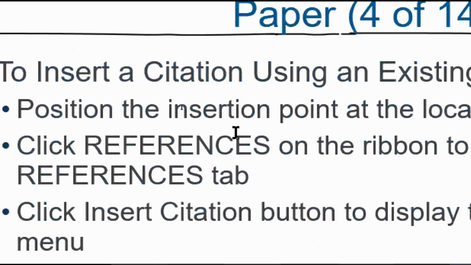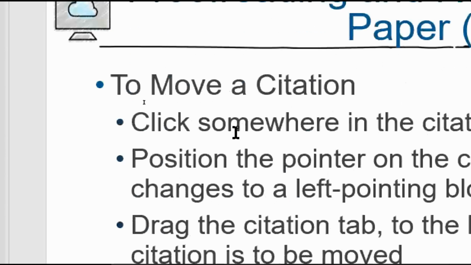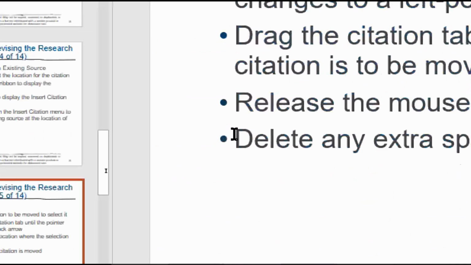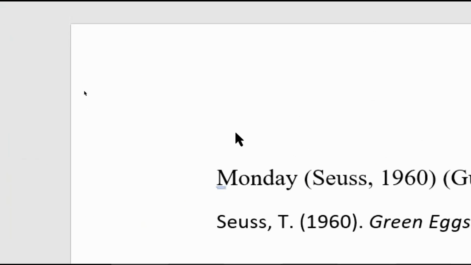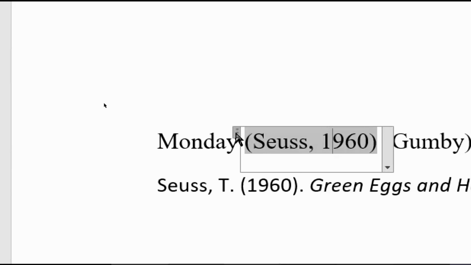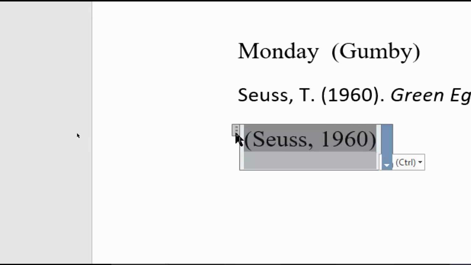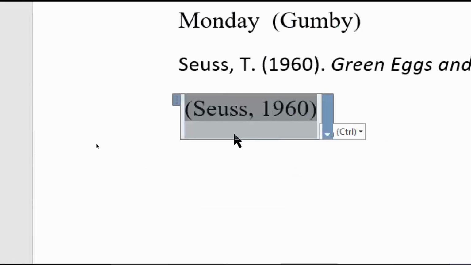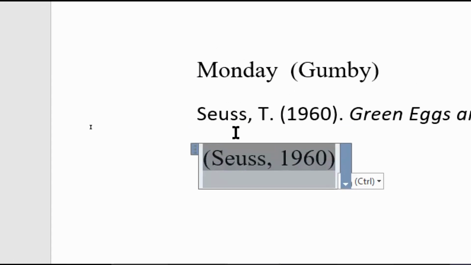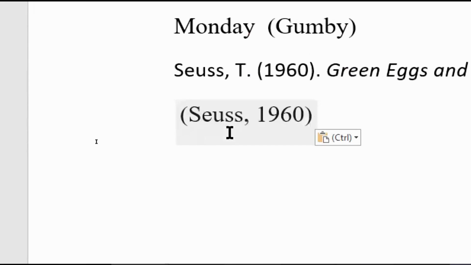To insert a citation using an existing source, I've already shown that. To move a citation, this is a handy tool so that you don't have to worry about removing a source and putting it back in. Say you wanted your source somewhere else, you just grab this little vertical bar with 3 dots, and you drag your mouse over to where you want your source to be moved, and release the mouse when you are happy with where it is. It may create some extra space. You can just backspace that out.